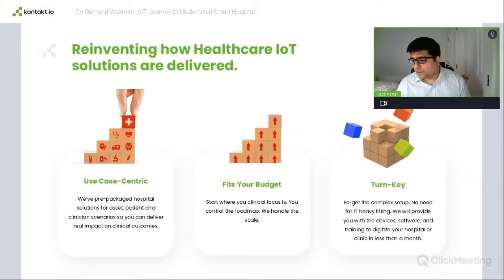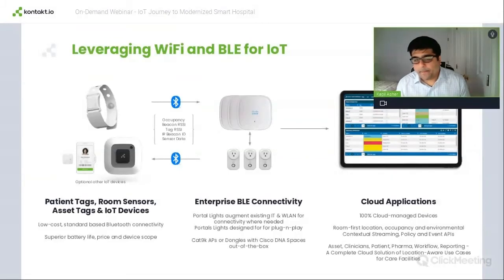All right. So to explain our open architecture, I wanted to just highlight this architectural diagram. If you see on the left, we have all our sensors: our patient tags, our location tags, asset tags, and our room sensors, which provide the room level accuracy. They all communicate over BLE, Bluetooth Low Energy, to gateways which are either provided by your wireless access points.